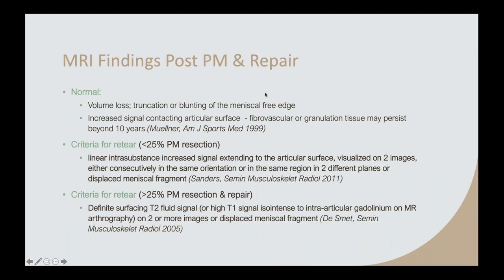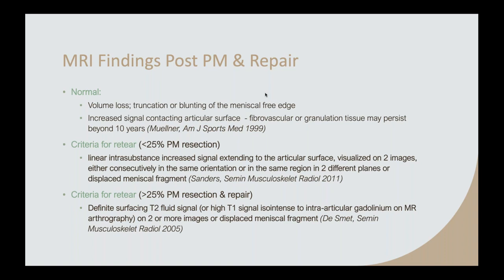Okay, so let's go back to imaging. How do you assess them post-op? Normally, you should see some volume loss due to the partial meniscectomy, truncation or blunting of the meniscal free edge. That's normal. But of course, try to correlate with the clinical notes. If you see some increased signal intensity contacting the articular surface in intermediate weighted sequence, that's actually quite common as well. It's due to fibrovascular or granulation tissue that persists and may last for more than 10 years.